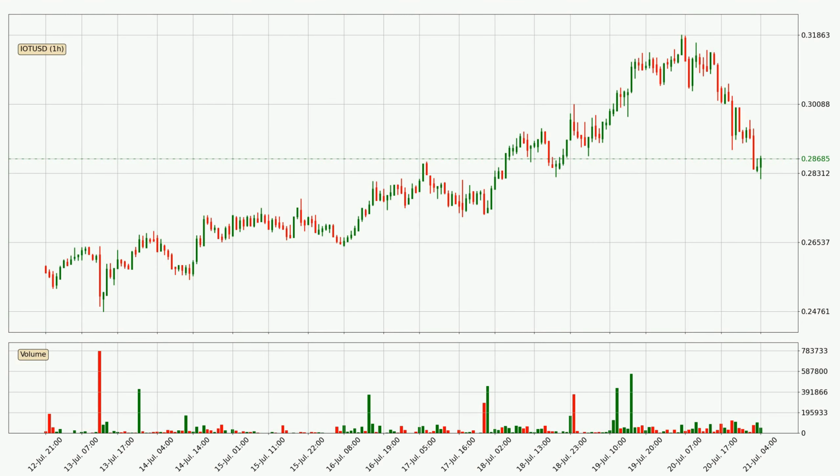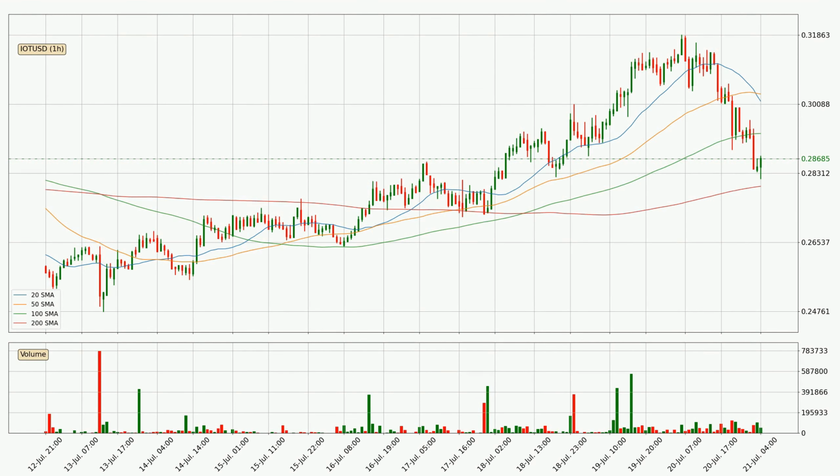Looking at the IOTA hourly time frame, the price moved quickly to the downside with around 8.3% in the last 24 hours, with a current price of 28.7 cents. On the other hand, this move wasn't very strong because the volume wasn't very high.